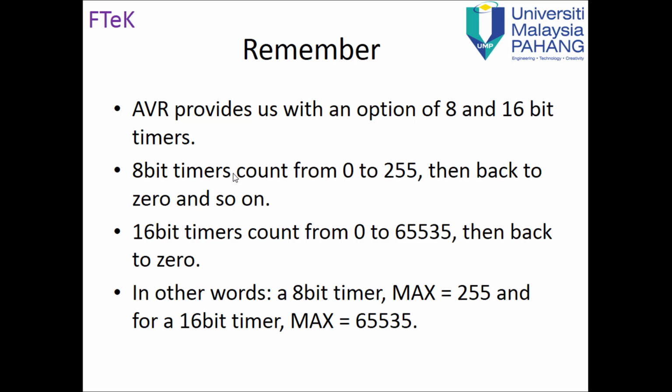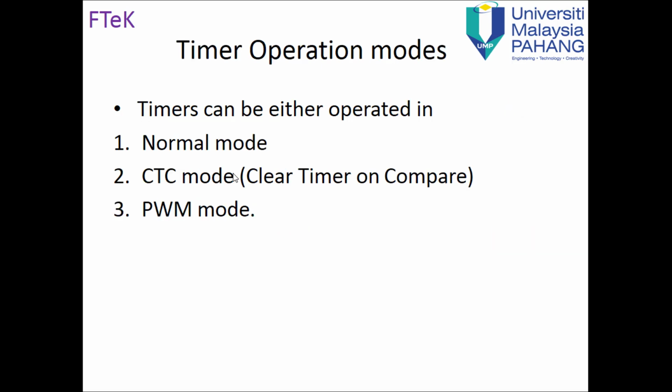Now remember that AVR provides us with 2 options of counters or timers. We have 8-bit and 16-bit: 8-bit for timer 0 and 2, and 16-bit for timer 1. The 8-bit timer will count only up to 255, and the 16-bit timer can count up to 65535. In other words, an 8-bit timer's maximum is 255, and the 16-bit timer's maximum is 65535.